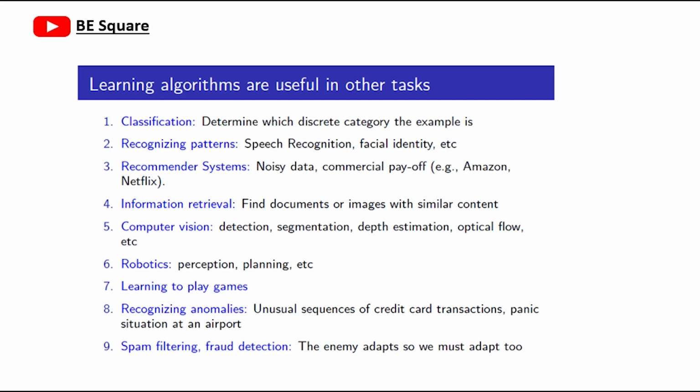Computer vision: detection, segmentation, depth estimation, or optical flow. Robotics, in which there is perception, planning, and learning to play games. Our robots can now learn to play games. How? With the help of these learning algorithms. They see how humans play the games and the different techniques they use, and they learn those techniques. In this way they learn to play games, and ultimately they can play better than humans.